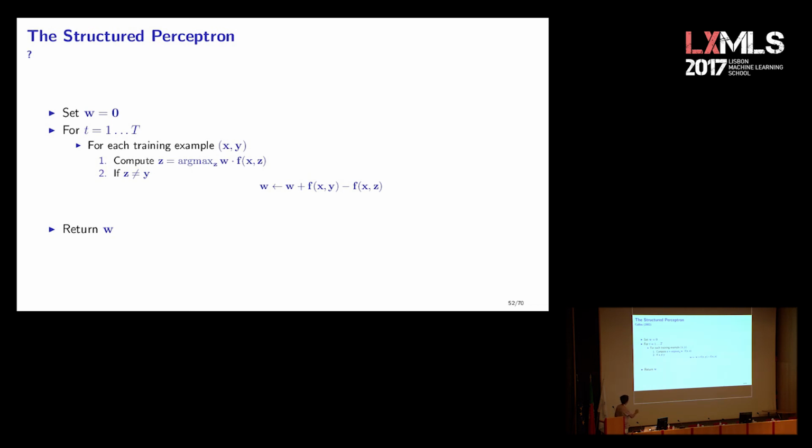You have a certain W that represents a classifier or a model, and you keep running it. You visit examples. This is the true y for x, and you compute your best prediction given your model. If the prediction is wrong, you update in this way. This is the perceptron update. You add the representation of the true output and subtract the representation of the best prediction given your model. Then at the next iteration, it is less likely that Z is the argmax.